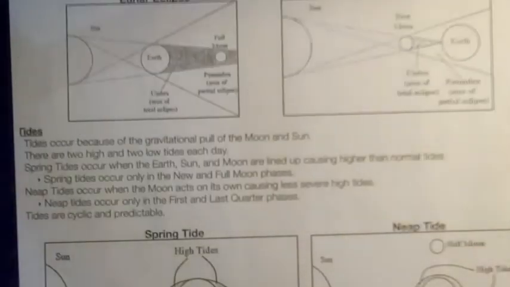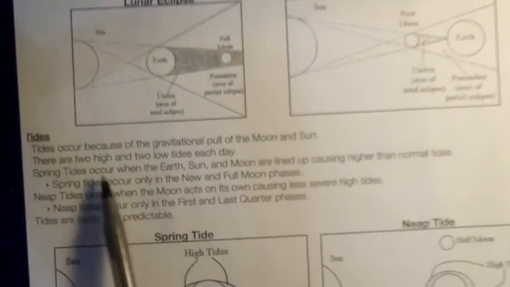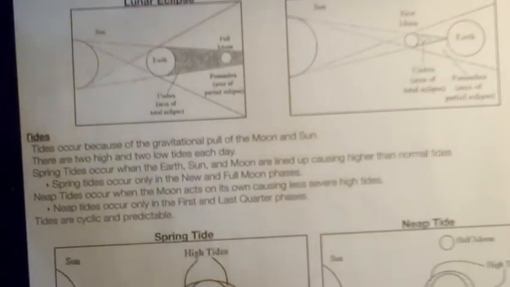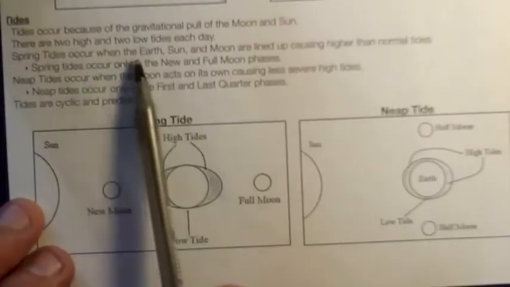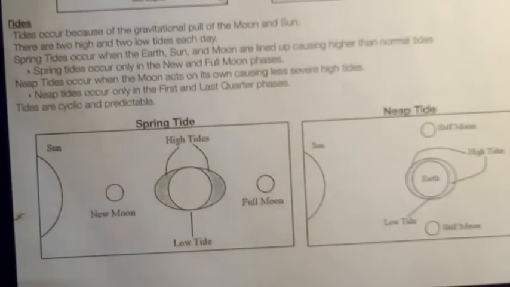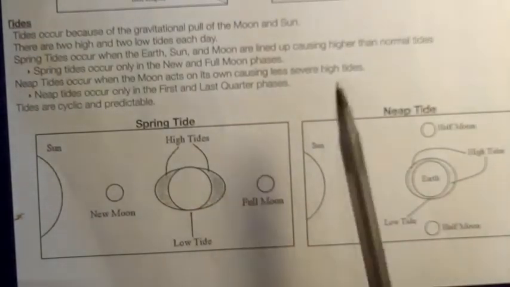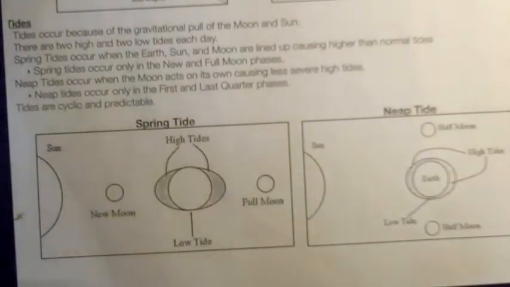Tides occur because of the gravitational pull of the Moon and the Sun. There are two high tides and two low tides each day. We learned about this during our lesson on high and low tides. Spring tides occur when the Earth, Sun, and Moon are lined up, causing higher than normal tides. And we learned about spring and neap tides here.